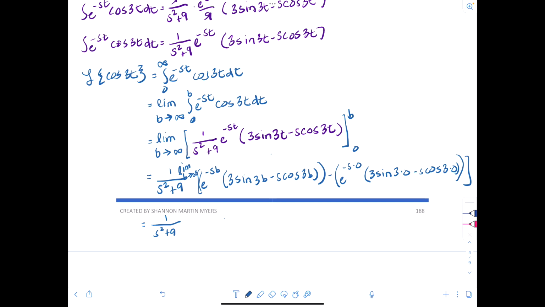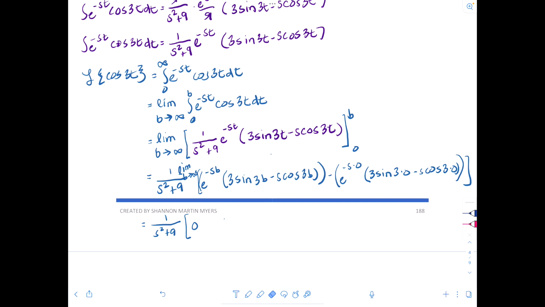So when we send b to infinity, do you see that e to the negative infinity basically zeroes out, right? Because you'd be tending towards infinity in the denominator. So we're going to have a 0 times, now the sine function and the cosine function are capped, right? Their output is negative 1 to 1. And so no matter what happens with b, they'll just be capped. So we can just call the whole thing 0.